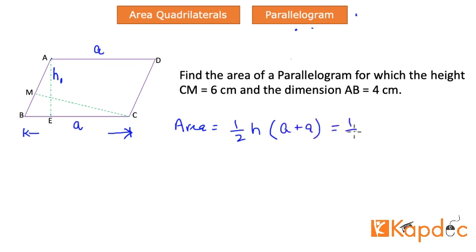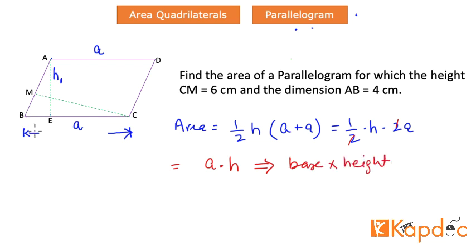Or in other words, it will be 1/2 times H times 2A, and you can simply cancel this 2 and this becomes equal to A times H. Or you can specify that for a parallelogram, the area can be computed as equal to the base times the height, where base is in this case BC and height is the distance from a vertex opposite to that base.